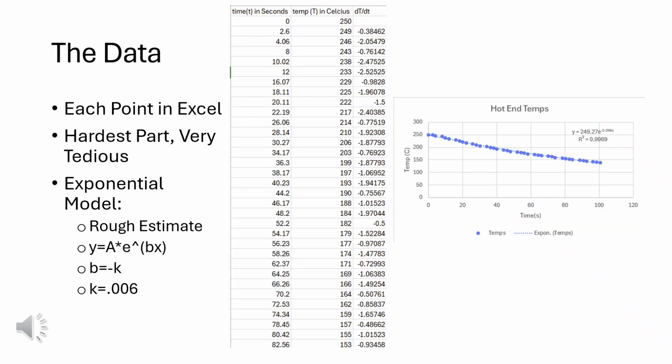When performing frame-by-frame analysis of the data, I have these two outcomes, being the table on the left and the graph on the right. This was the hardest part, as it was very tedious. For the exponential model, this is just a rough estimate to compare to the differential equation that we will come out with later. This has a formula of y equals a times e to the power of b times x, where b equals the negative k value. When graphing this in Excel, we come out with a k value of 0.006. Again, this will be a rough estimate to compare to our differential model later.